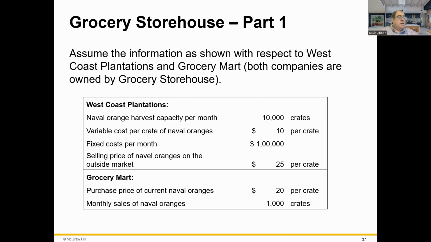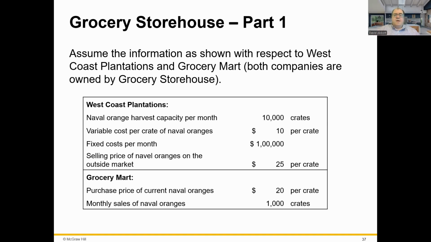So kind of take a look at this. The selling division, WCP, their lowest acceptable price is going to be as shown. West Coast Plantations can harvest 100,000 crates of oranges a month. The variable cost that goes into each crate of oranges is $10 per crate. Their fixed cost per month looks like maybe $100,000. I think there's a mistake there. I'm not sure.